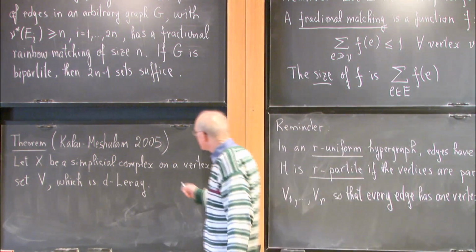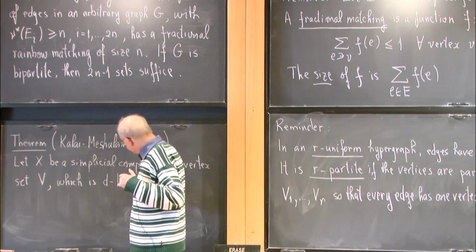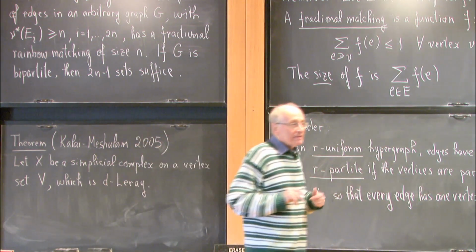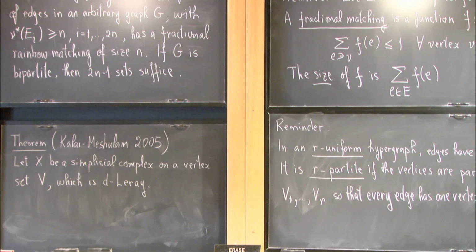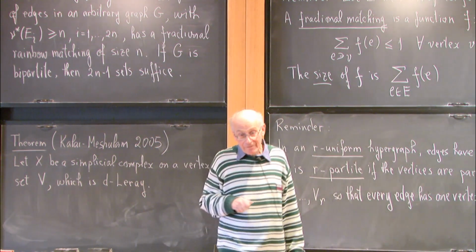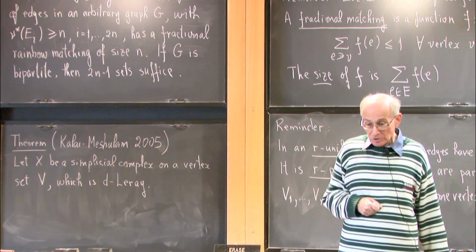I will just say that the background to what Kalai and Meshulam did, and the reason they used d-Leray-ness, is the fact that if the vertices represent convex sets in R^d, and a bunch of them is a set in X if they all have a common point, then this complex is known to be d-Leray. This is homology with real coefficients, or which homology? It's the integral homology with integer coefficients.